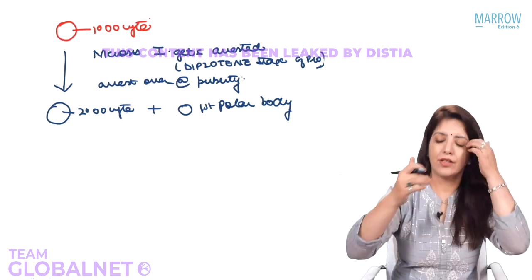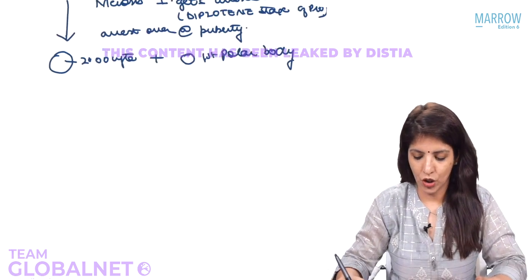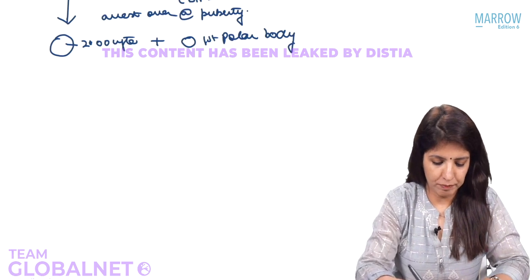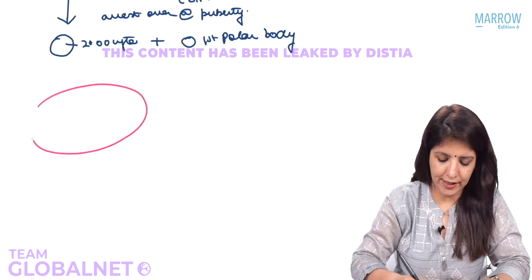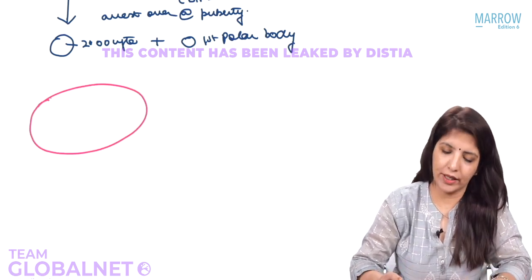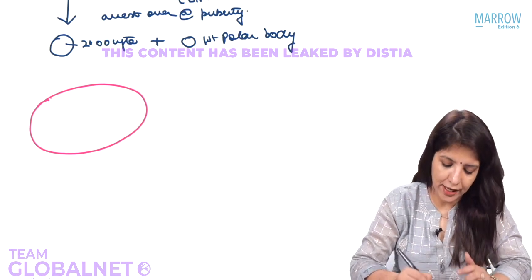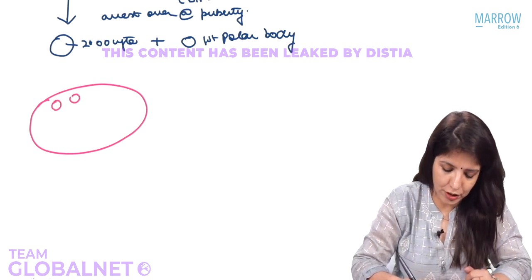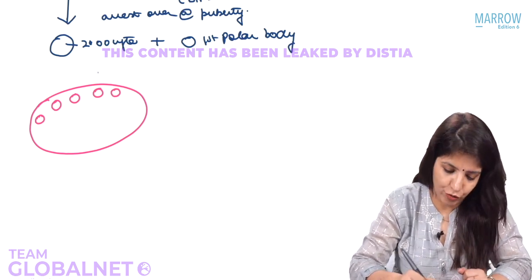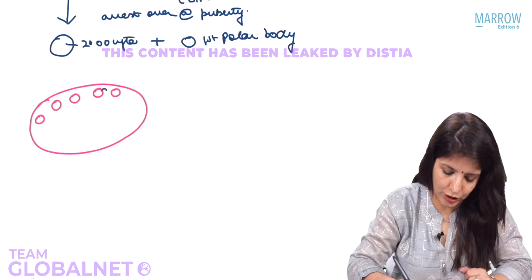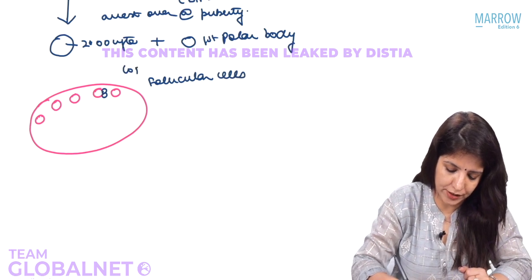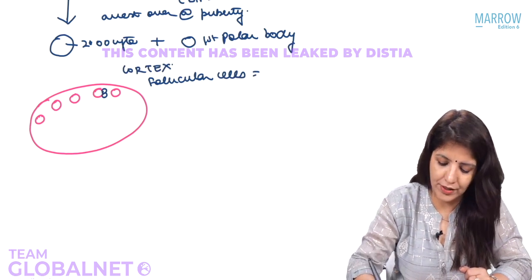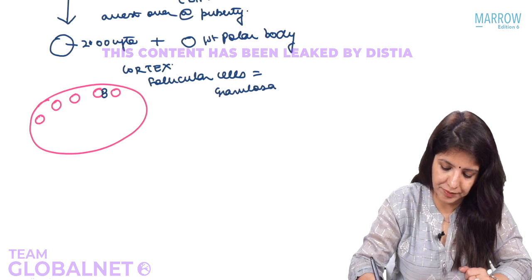Now, if you look at the histology of the ovary, in the ovary we have two main parts. One is the cortex and the other is the medulla. The outer part is the cortex and the inner part is the medulla, right? In the cortex, you are going to get these primary oocytes. And in the cortex, we have some follicular cells. These follicular cells which are present in the cortex are the granulosa cells.